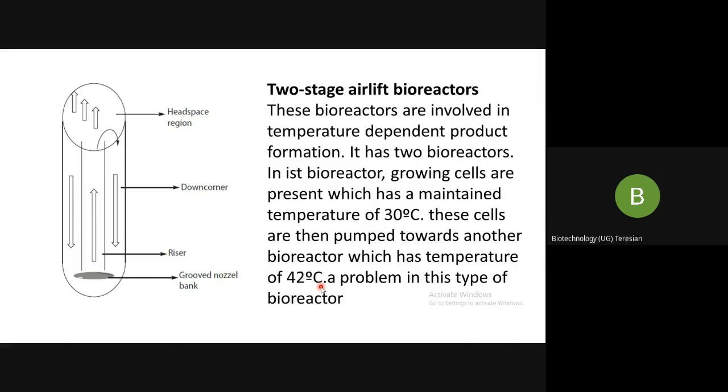So remember, there is another type of airlift fermenter. These are called two-stage airlift bioreactors. These are particularly used for products which require different temperatures. So it has two bioreactors.